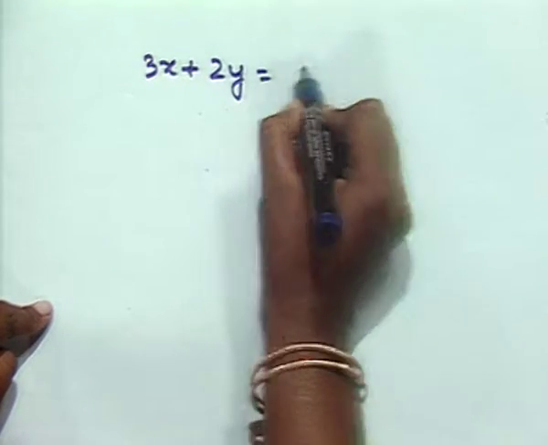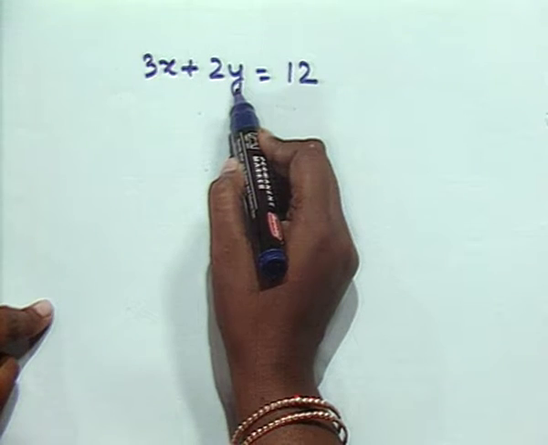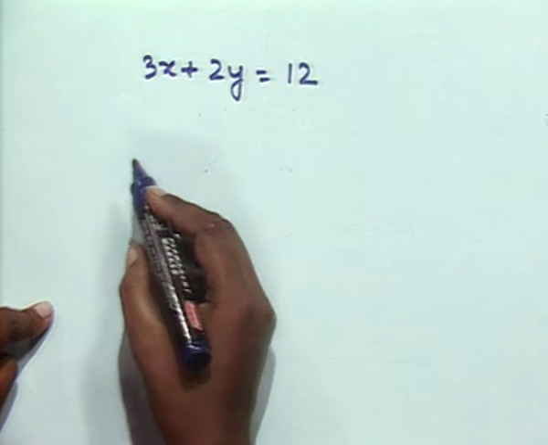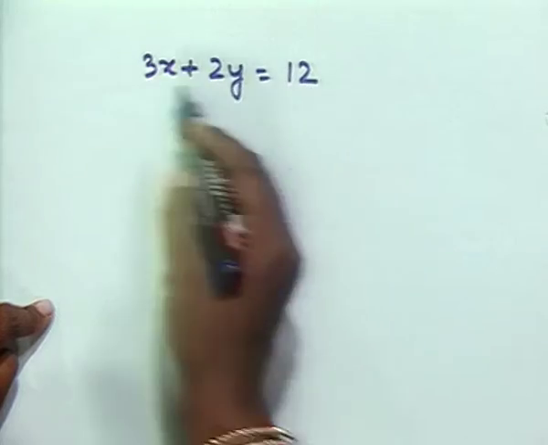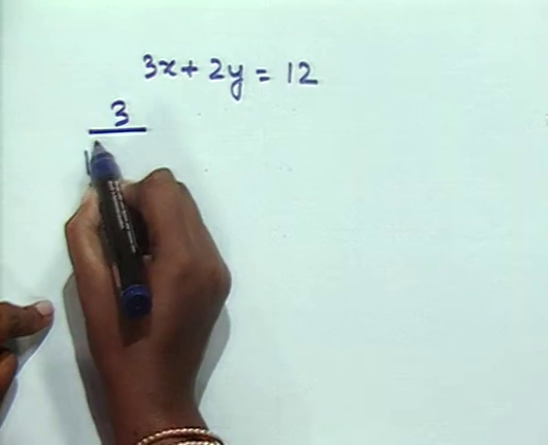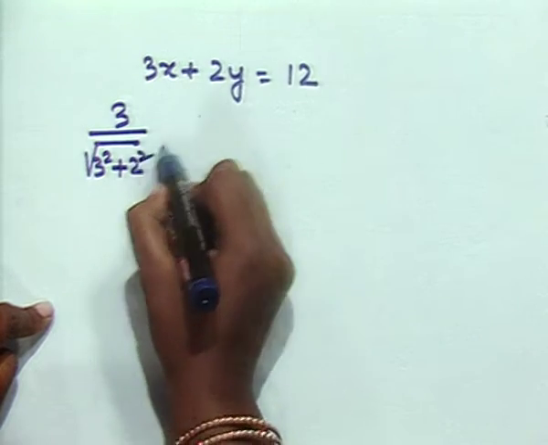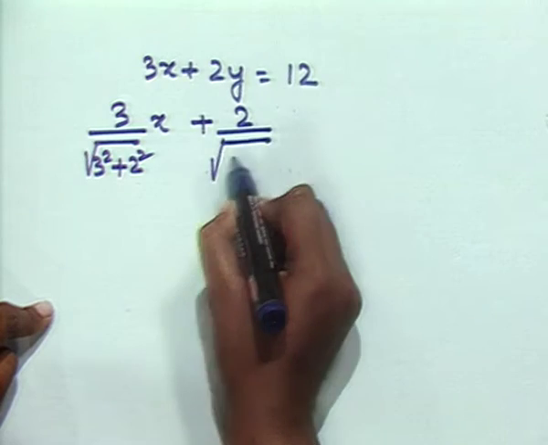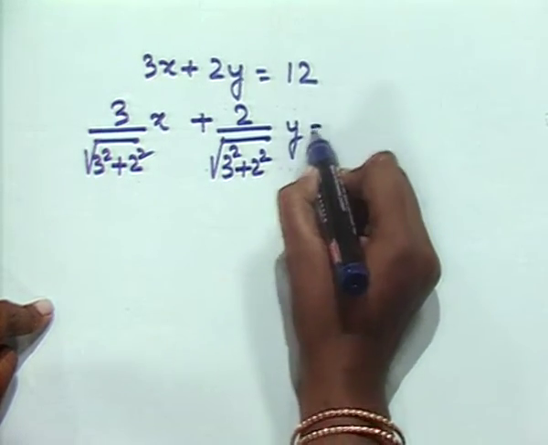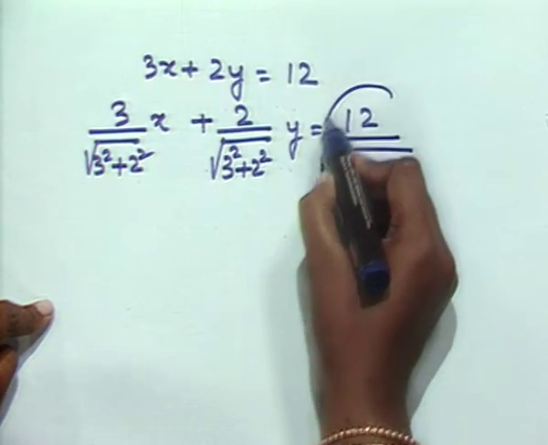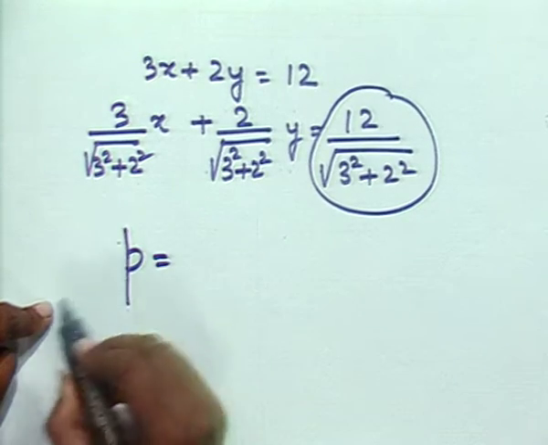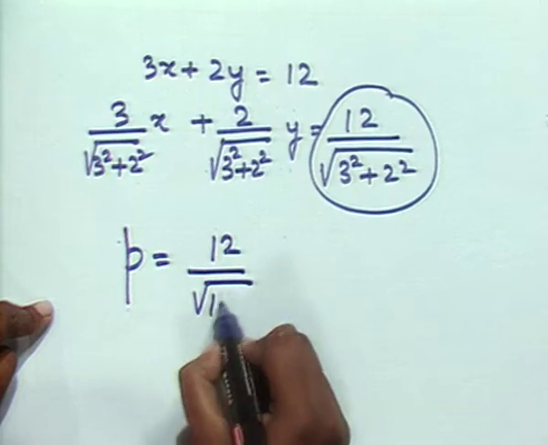Yes, you are right. Now again let us take the same equation, 3x plus 2y is equal to 12. Suppose we have to find out the perpendicular length p from the origin to the line. Then we use the normal form of equation, that means we divide all the terms by under root of a square plus b square. Since 12 is positive, we divide each term by under root of 3 square plus 2 square. So 3 upon under root of 3 square plus 2 square into x plus 2 upon under root of 3 square plus 2 square into y is equal to 12 upon under root of 3 square plus 2 square. So this is the value of p. We have then p is equal to 12 upon under root of 13.